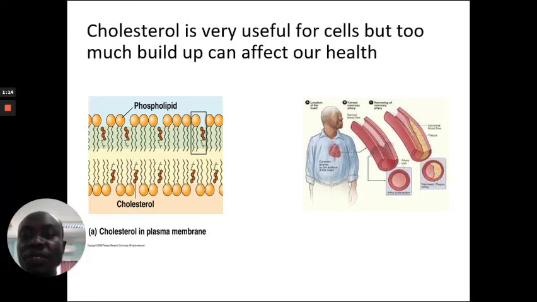Now, cholesterol is a very important steroid in our bodies. Inside the cell membrane, cholesterol helps to hold the phospholipids together so that they do not break apart. But too much cholesterol can also block the arteries inside our bodies, and can lead to heart problems.